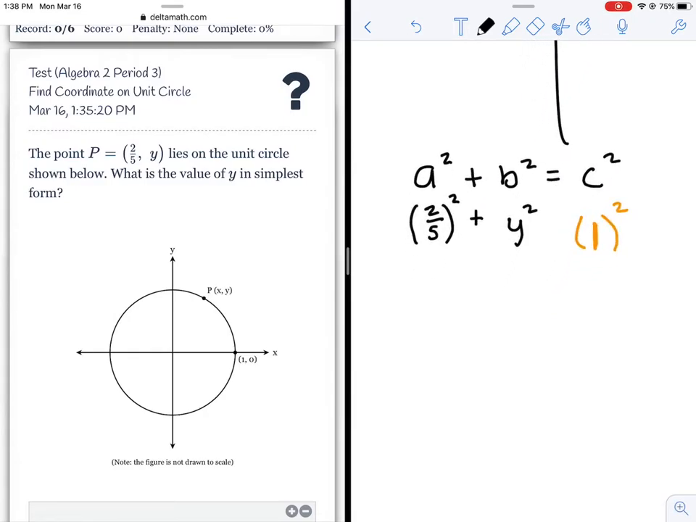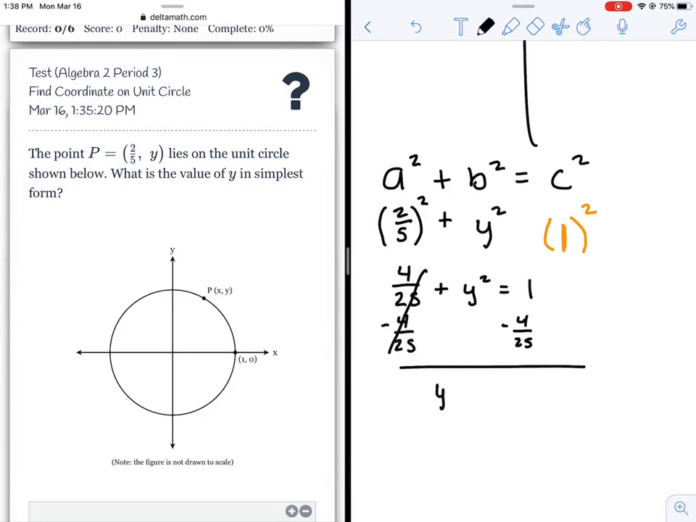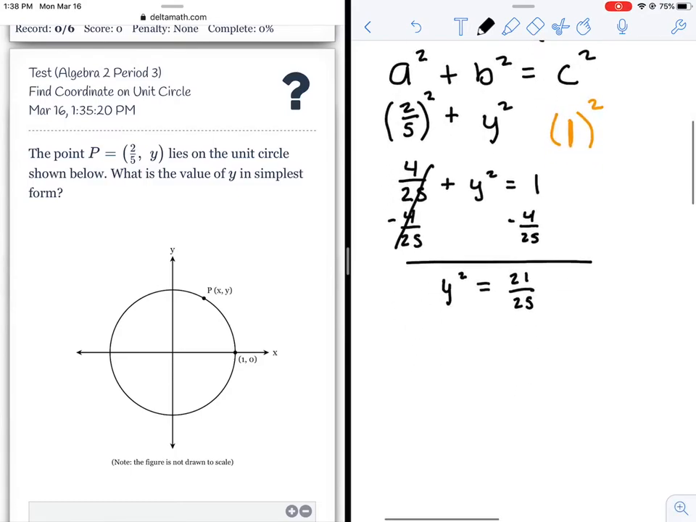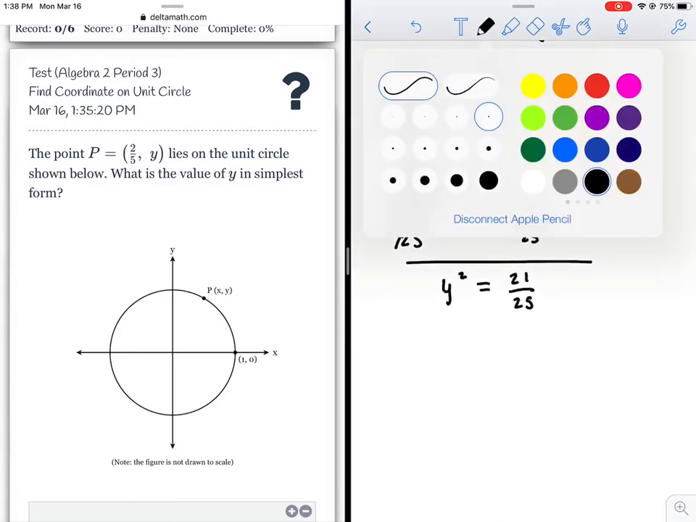If I square 2, I get 4. If I square 5, I get 25. Plus y squared equals 1. I now still need to solve for y squared, so I get everything to the other side. I'm going to subtract 4 over 25, so 1 minus that value, and subtract it on this side. I get that y squared is equal to 21 over 25. Again, I want to get y by itself, not y squared, so I do need to take the square root.